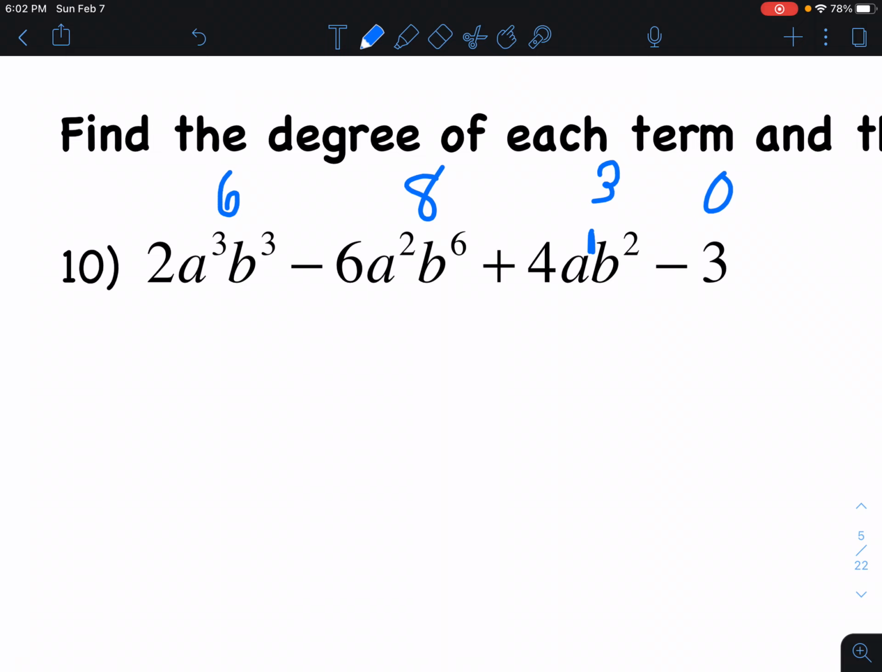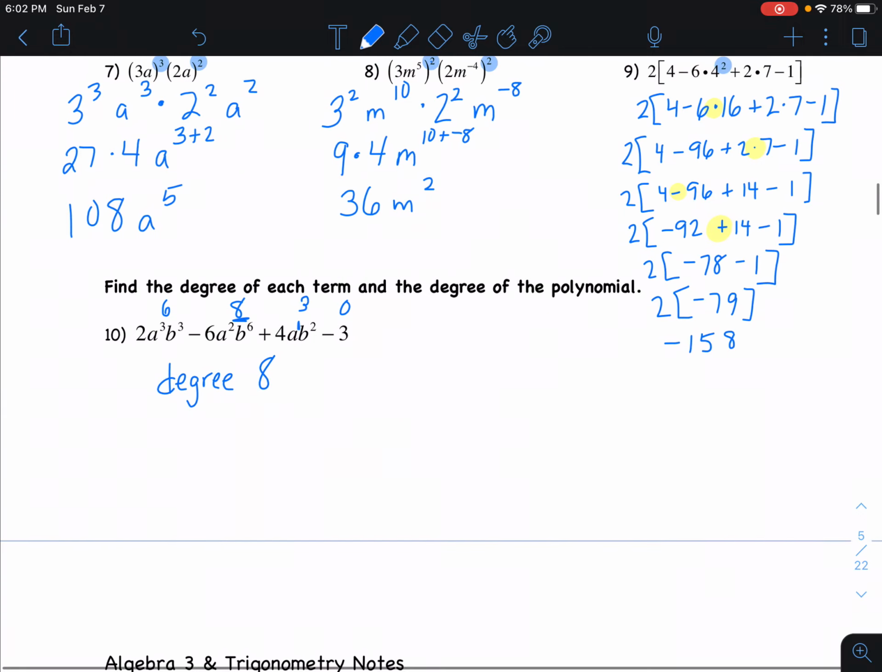And then after that, you go, okay, what's the degree of the whole polynomial? You would say the degree is 8. Remember, you just say what the biggest one is.